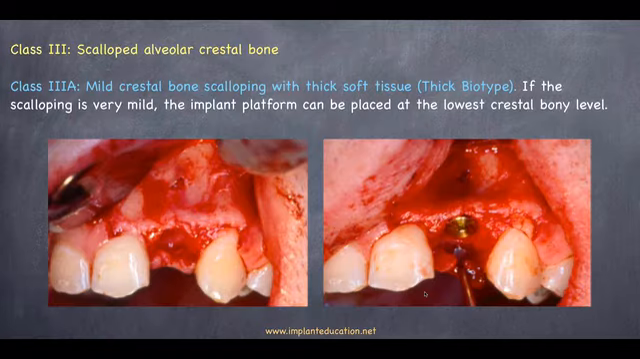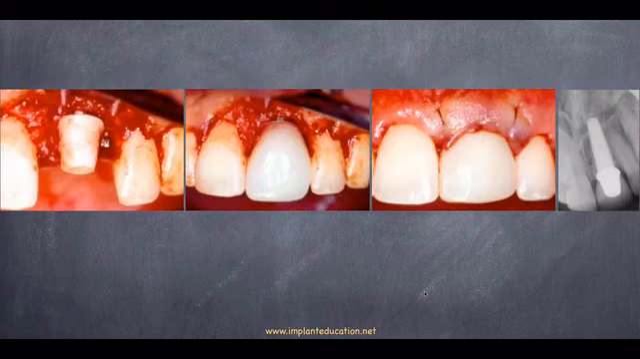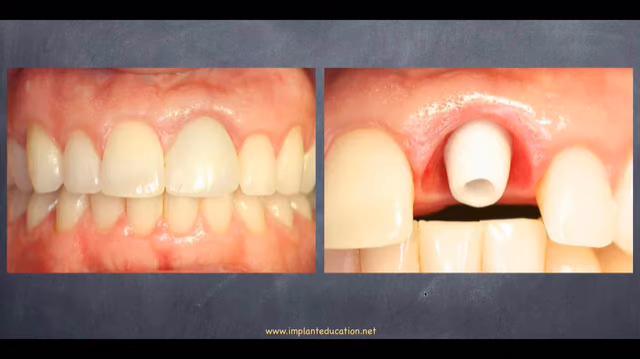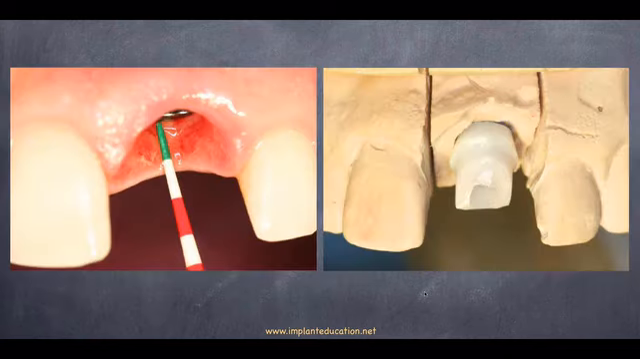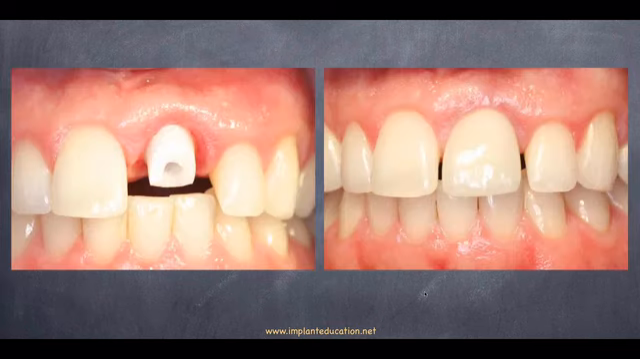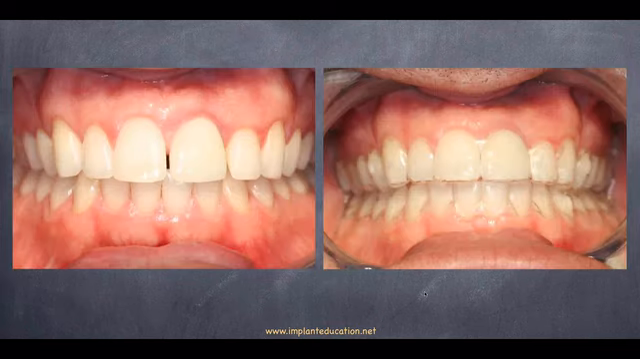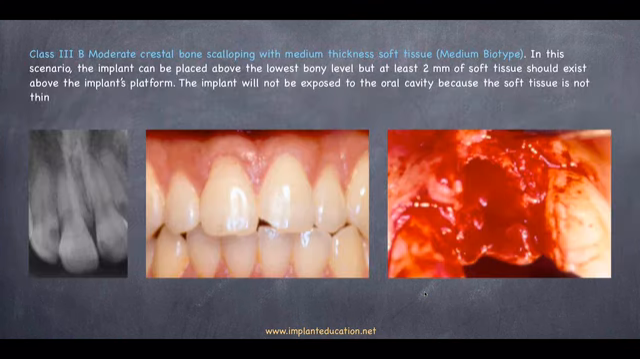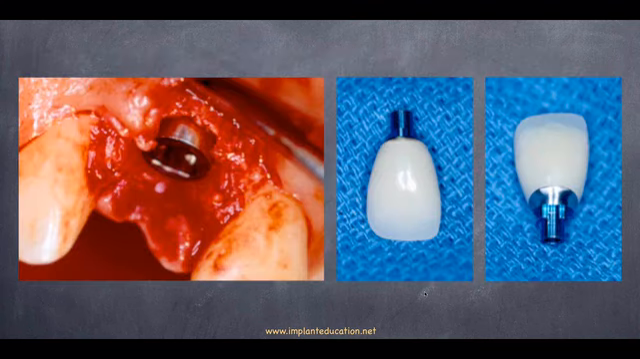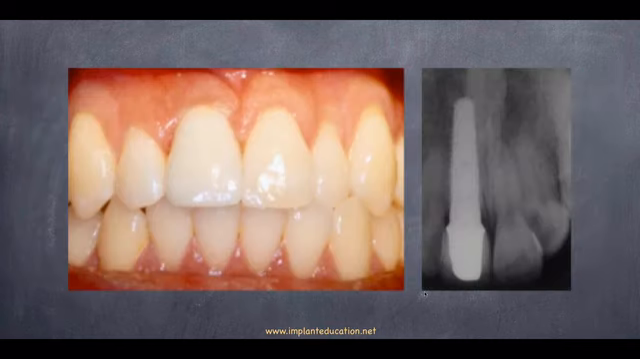The third class is the scallop bone. So after you remove the tooth, you might have absolutely no scalloping, extremely minimal. You place the implant flush with bone, as you can see in this case, to end up with 3 millimeters. Or I invented here a medium biotype only for the sake of the classification, where the bony biotype is not thin and not thick, but in between. In that case, the implant platform would be 1 millimeter above the highest bony level, and I will end up in this case with 3 millimeters of soft tissue.